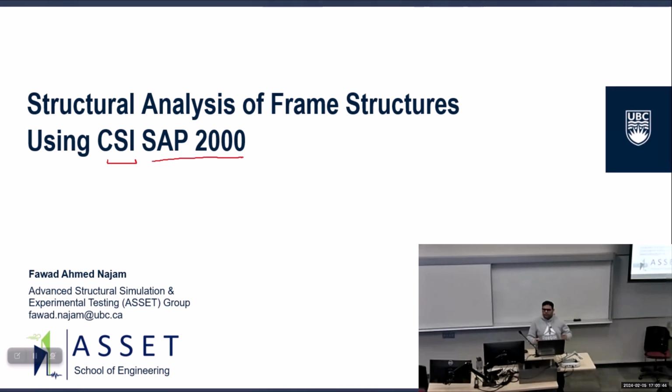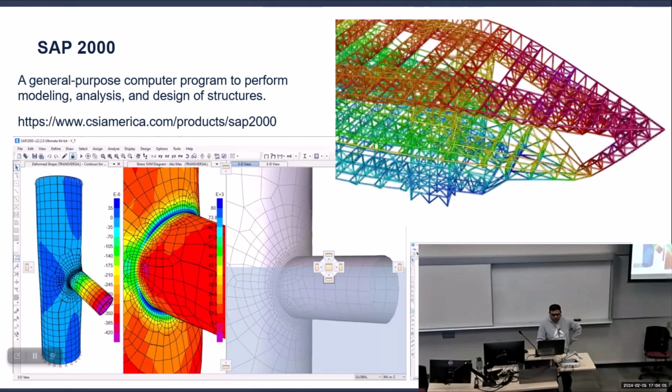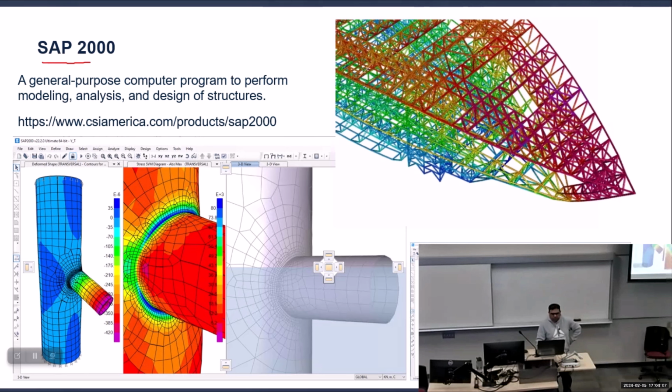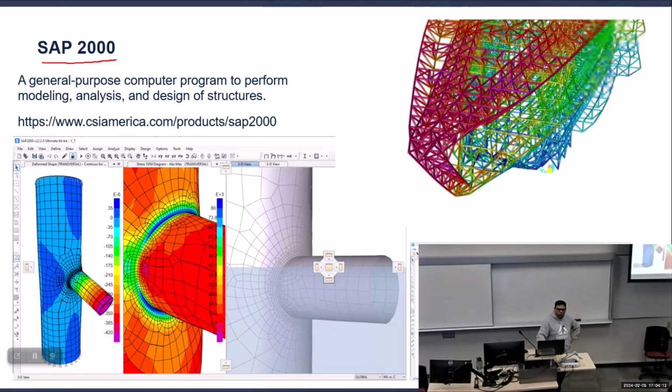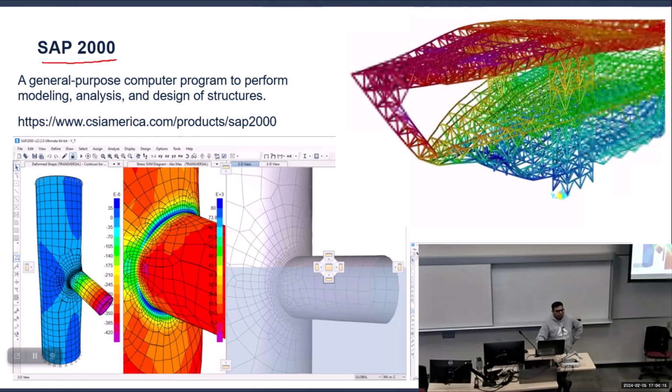So, I will be conducting a quick demonstration on how you can use this program, how you can conduct analysis of simple or even complex geometries of different structures. As I said, it is a general purpose computer program to perform different processes of computer simulation of structures. It might include modeling, analysis and design of structures also. So, it has some capabilities related to automated structural design also.